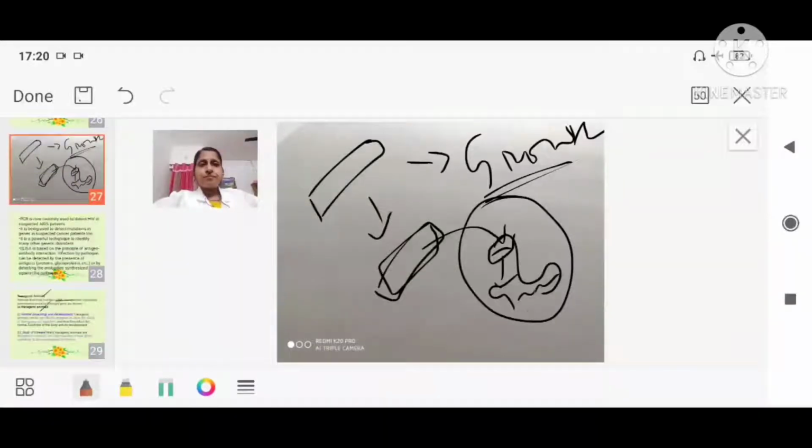So anything I have to develop, I have to test it first, isn't it? So for that we are making what? Transgenic organisms.